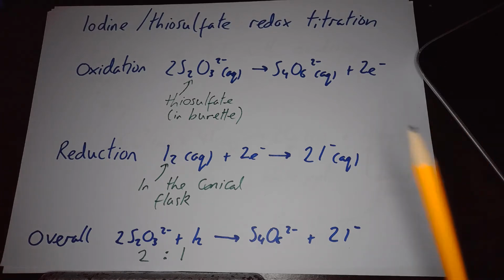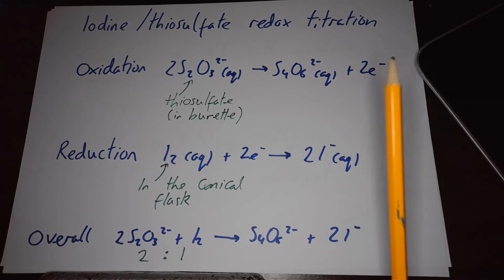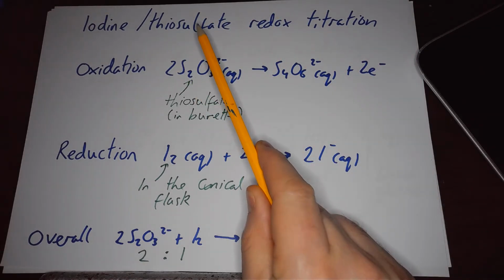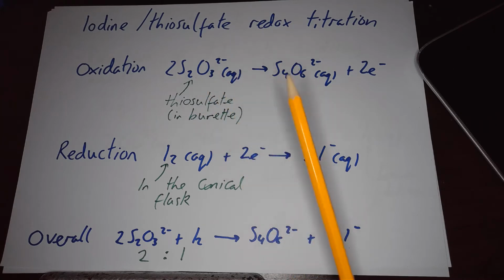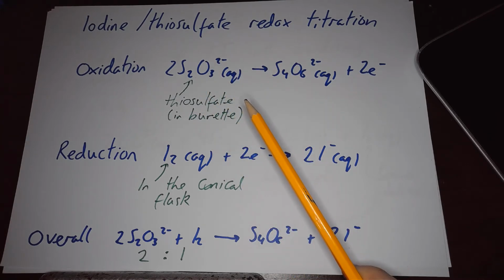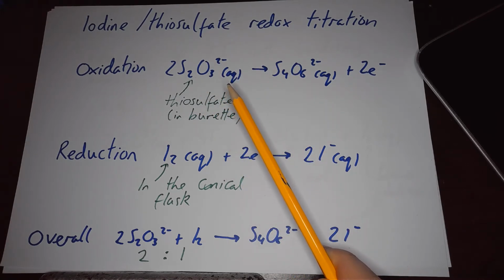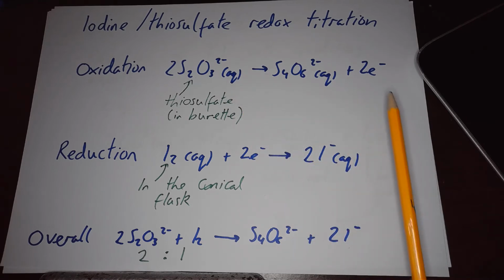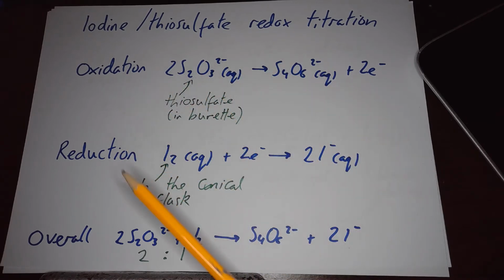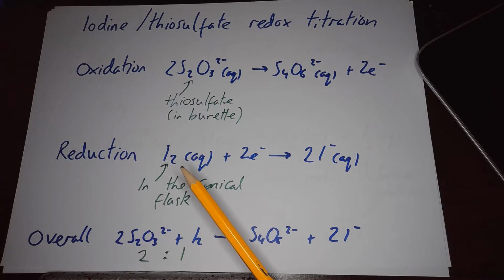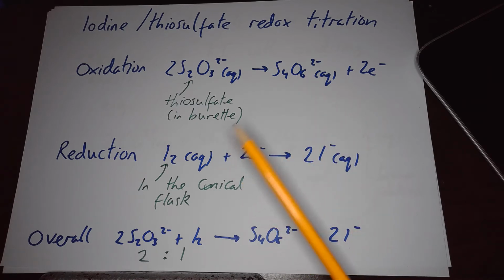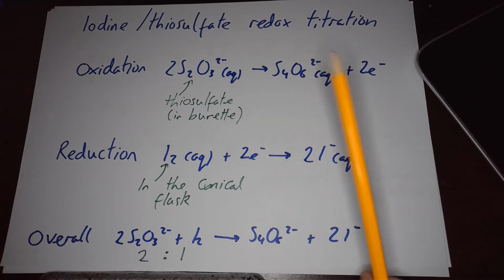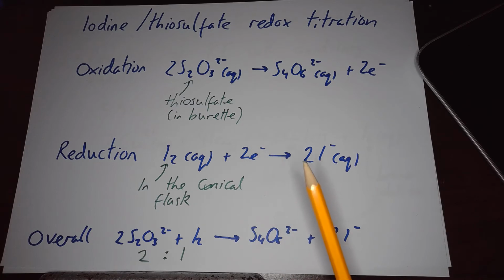Okay, so in this redox titration, known as the iodine thiosulfate titration, in the burette you have thiosulfate. During the titration, that will be oxidized. You can see it's losing electrons. And in the conical flask, you have the iodine, which is being reduced. It's gaining electrons. So this will always be the case. Thiosulfate will always be oxidized. The iodine will always be reduced.